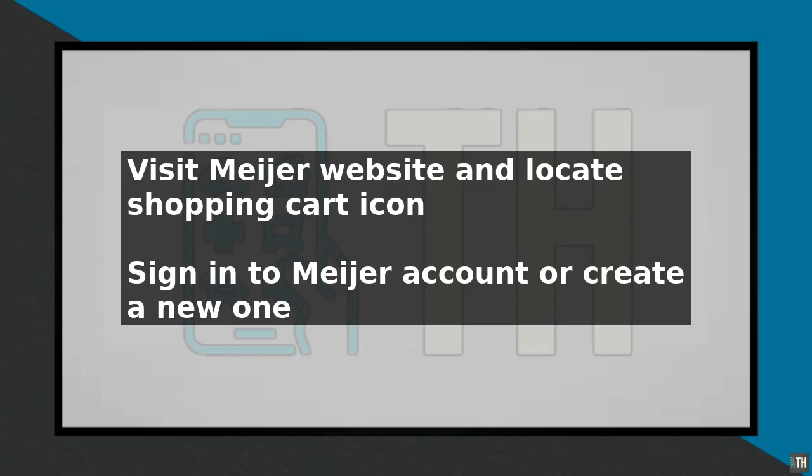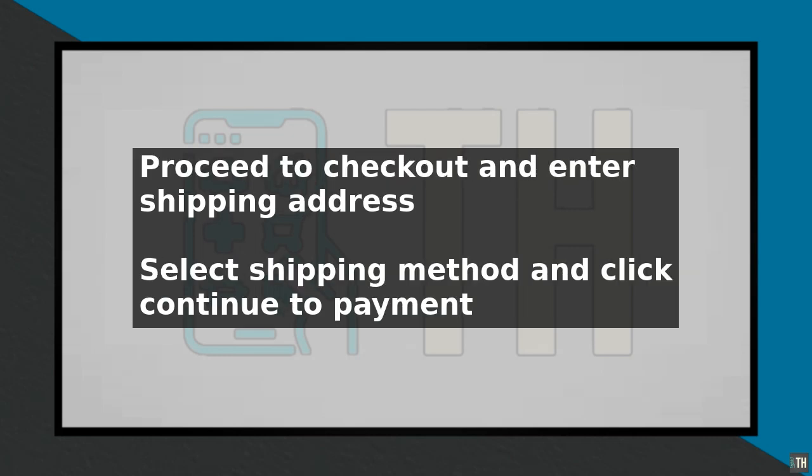Next, proceed to checkout by clicking on the checkout button. You will be prompted to enter your shipping address and select a shipping method. After completing this step, click on the Continue to Payment button.